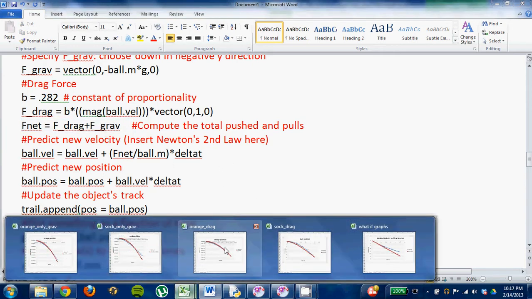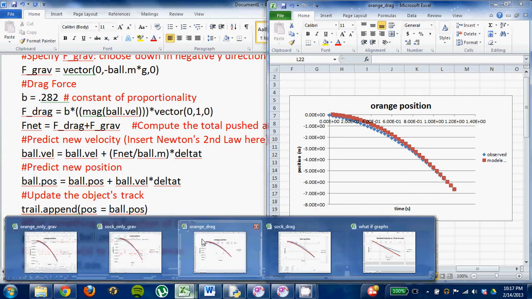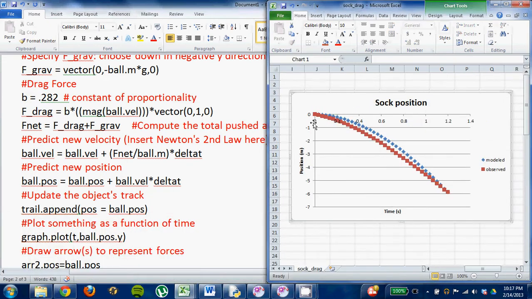And what happened with the models for that is that you can see here, this is the orange position, the blue is the observed, and the orange is what we got out of the modeling program. You can see they follow mostly the same path and end up at the same point. The same is true of the sock position, where the modeled and the observed are both relatively the same, and they end up at the same position.